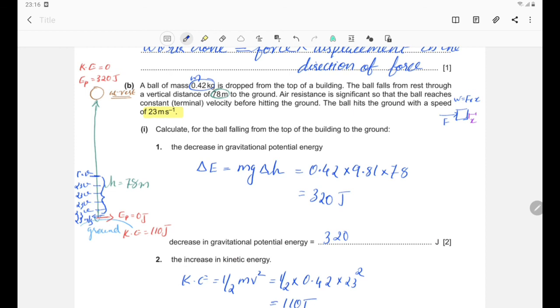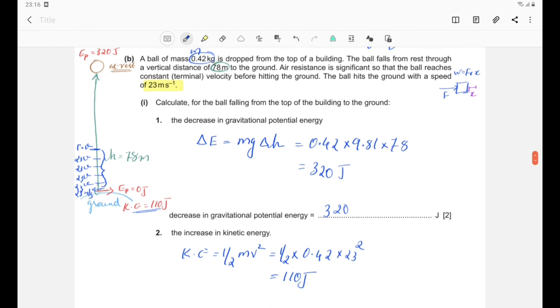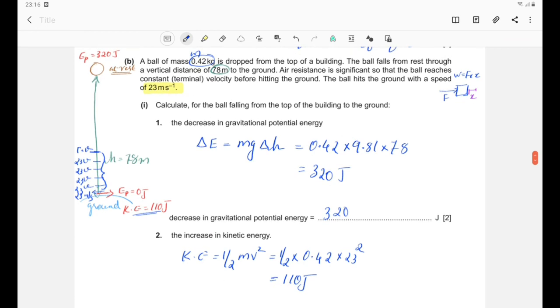Initially the ball had potential energy of 320 joule. Out of that, only 110 joule is gained as motion or kinetic energy. So what happened to the remaining energy? From 320, only 110 is converted to kinetic energy. So the remaining energy is wasted in the form of heat because of this resistive force.